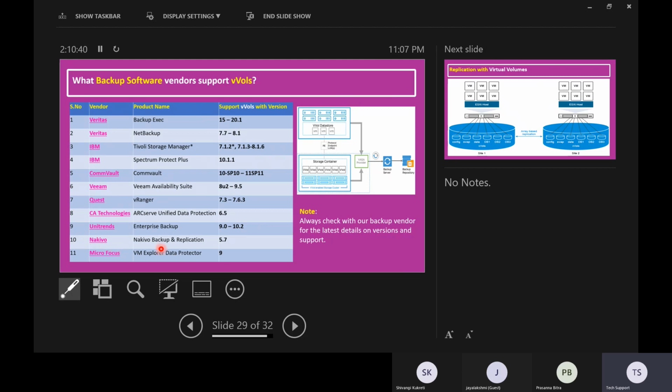Nakivo is one of the company names. It also provides backup software. Its name is Nakivo Backup and Replication. Micro Focus VM Explorer Data Protector. So I gave the product names and examples.